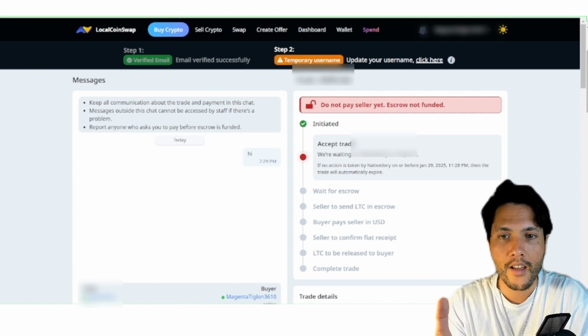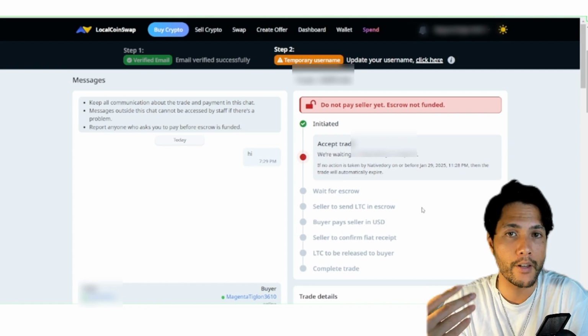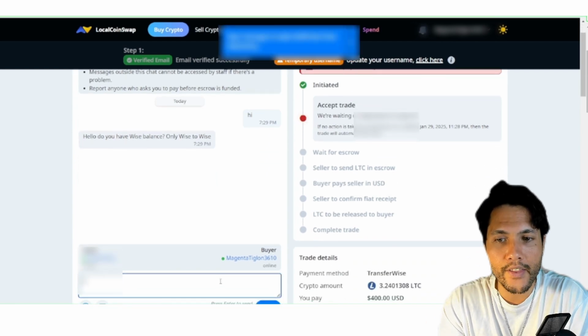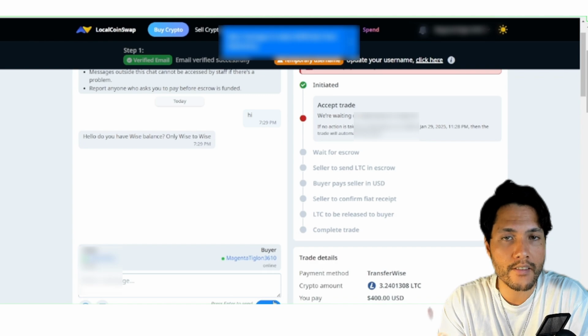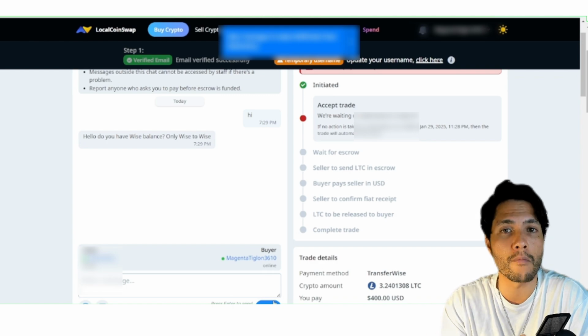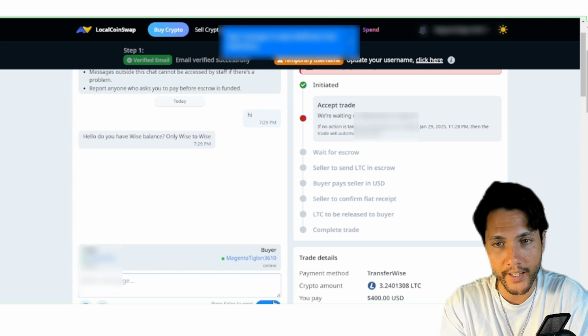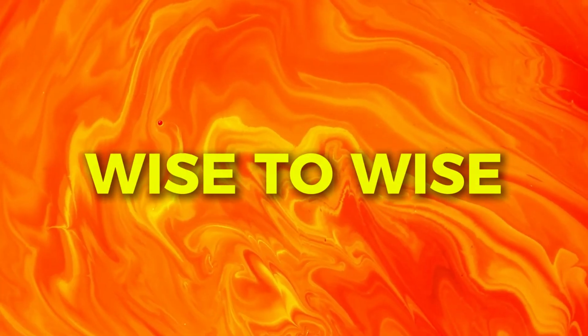So with the seller, you just want to make sure that person's there. So I'm saying hi now, and then I'm waiting for him to respond. Okay, so he's responded, and this is very particular to this scenario in regards to buying cryptocurrency with Wise. He just wants to clarify the trading conditions. So he's saying Wise to Wise.